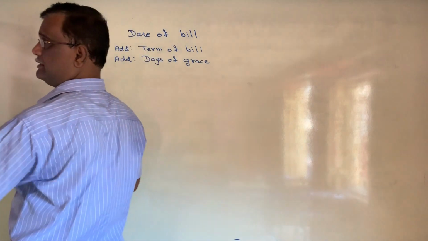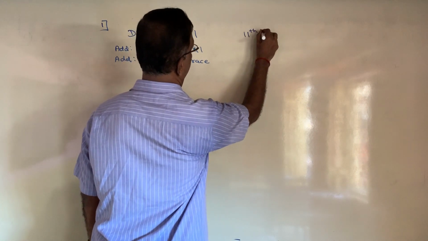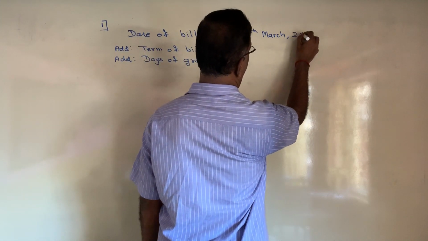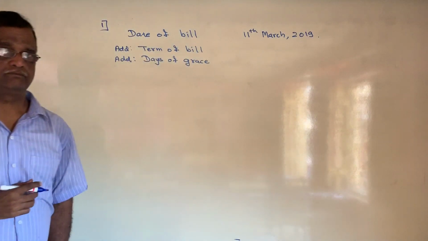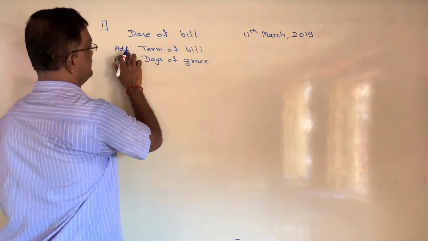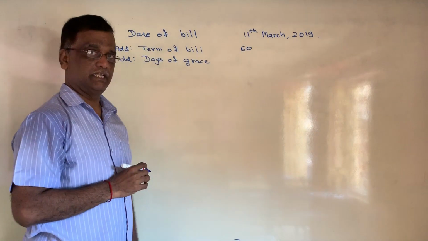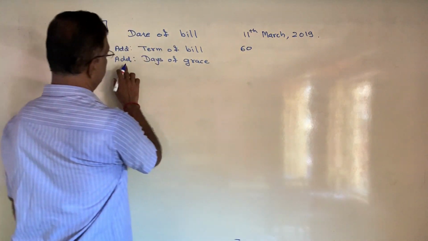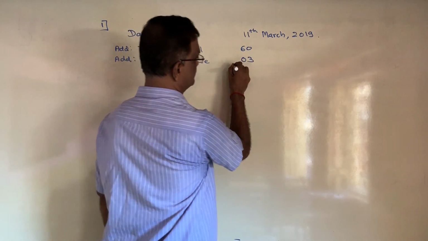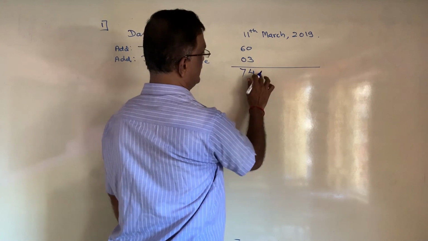The first sum was given where the date was 11th March 2019. This was the date of the bill and we have to find out the due date. The term is given as 60 days. To this 11, add the term of the bill, 60 days. Similarly, you have to add 3 extra days of grace. Add 3 to this. See how much total you get. 3 plus 1 is 4, 6 plus 7 is 74.